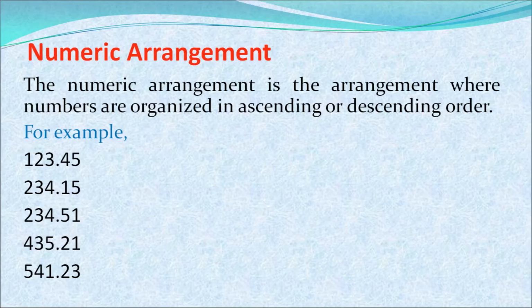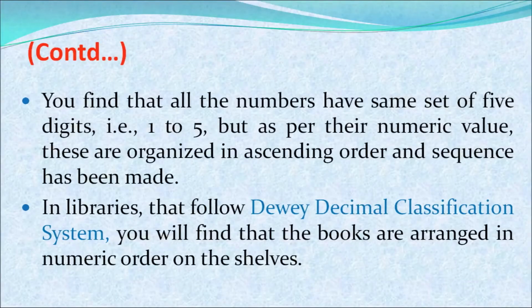Numeric arrangement is the arrangement where the numbers are organized in ascending or descending order. For example, we can say 123.45, 234.15, 234.51, 435.21 and 541. These are the numbers, and we are arranging them in ascending order, from 100 up to 500. You can find all the numbers that have the same set of five digits, that is from 1 to 5. But as per the numeric value, these are organized in ascending order and the sequence has been made.